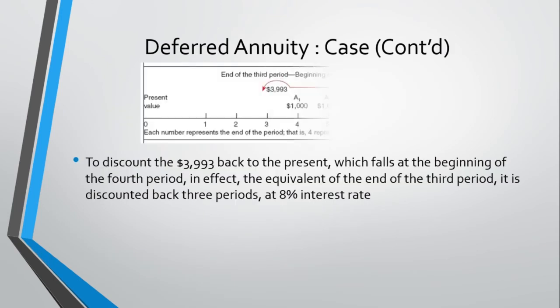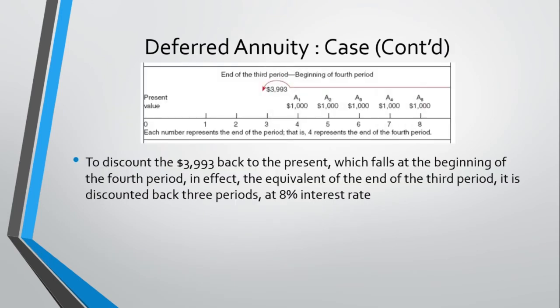Deferred annuity case continued. As you can see, the end of the 3rd period, beginning of the 4th period, and see the amounts calculated in there in the example provided.